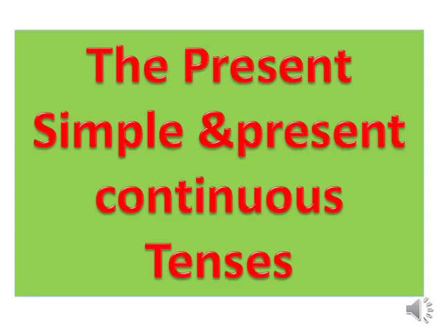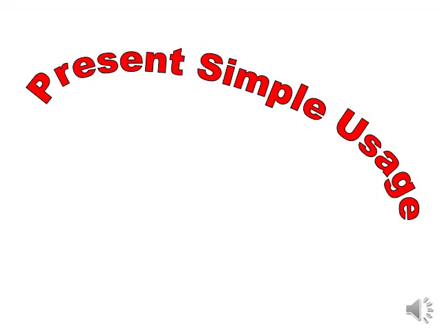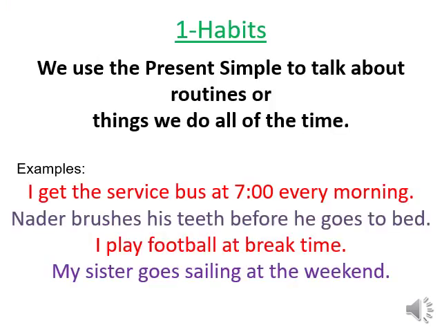Hello, dear students. Today we're going to talk about the present simple and the present continuous tenses. Let's start with the present simple tense, use and form. We use the present simple tense to talk about number one, habits. We use the present simple to talk about routines or things we do all of the time.